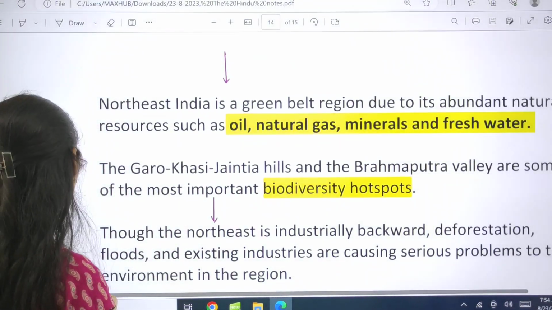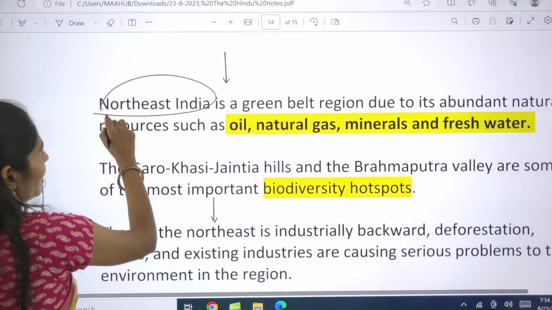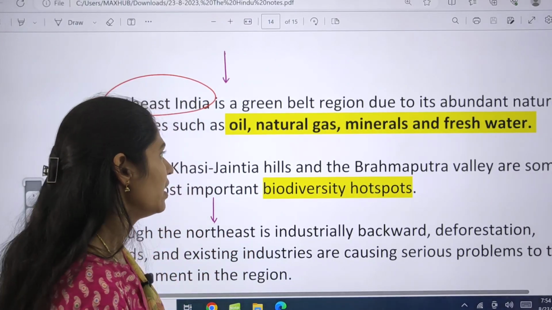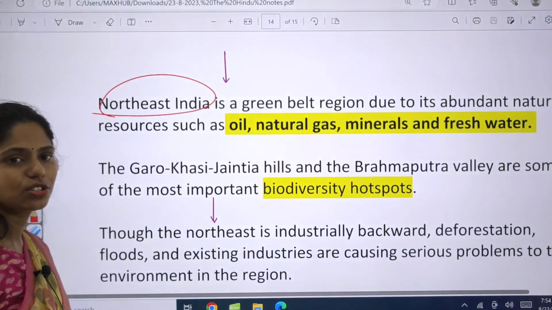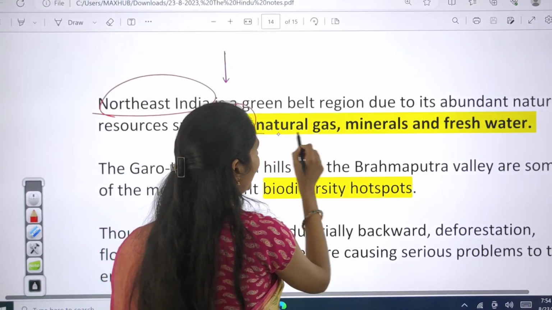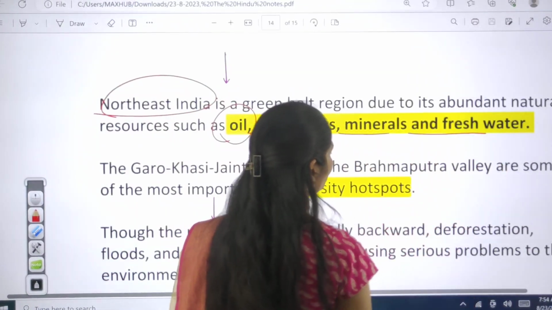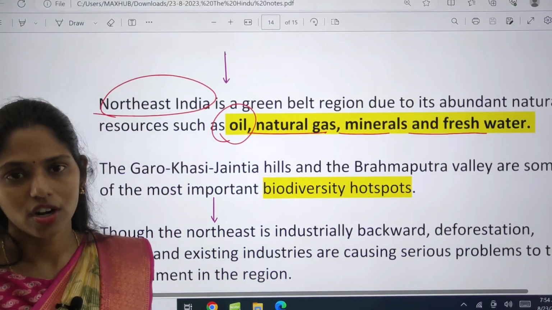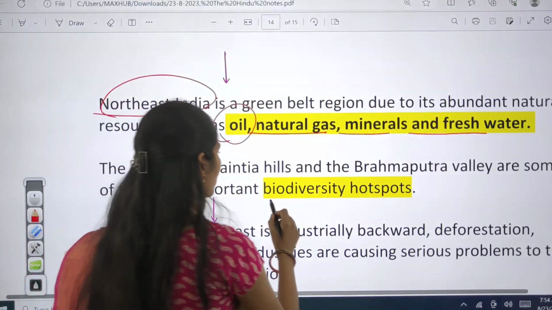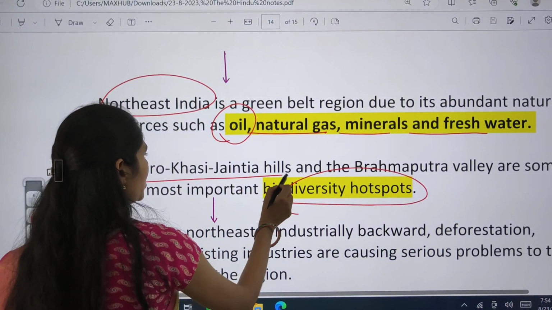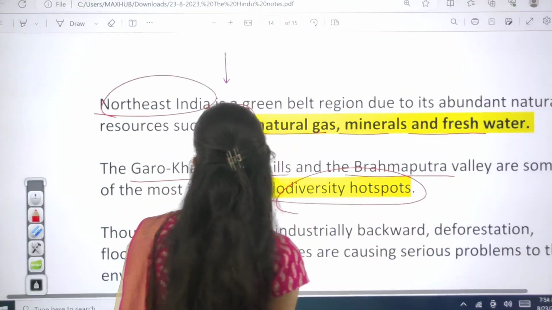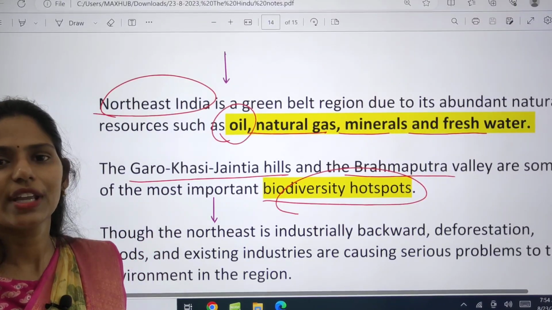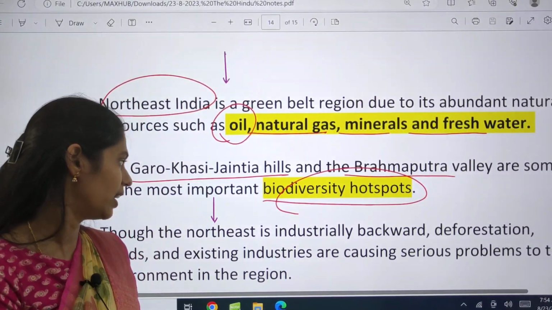And if you move forward, if you see this northeastern part of our country, it is also called the green belt region of our country, because we have abundant natural resources, like oil, natural gas, minerals and fresh water. And even this northeastern India comes into the part of biodiversity hot spots. For example, Garo, Khasi, Jaintia Hills and Brahmaputra Valley are some of the important biodiversity hot spots. They are very much rich in wildlife, flora and fauna, right?